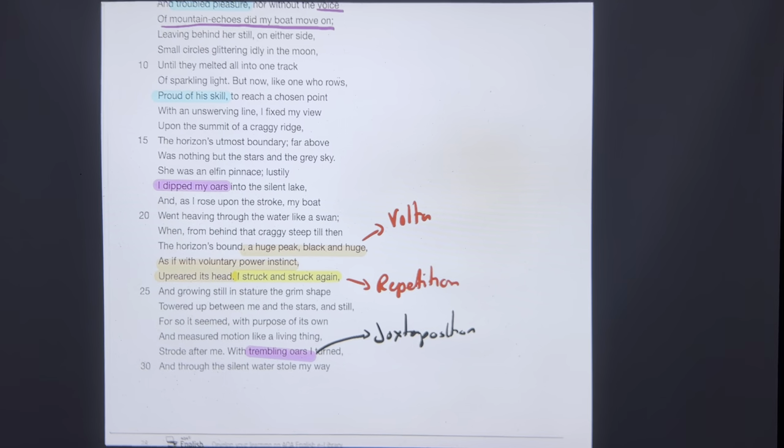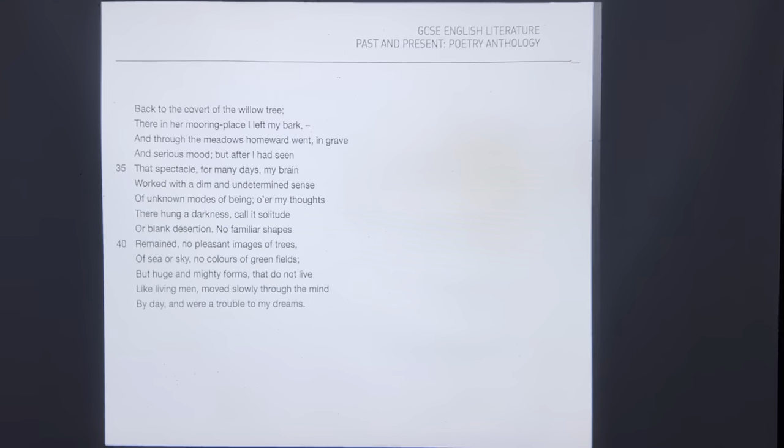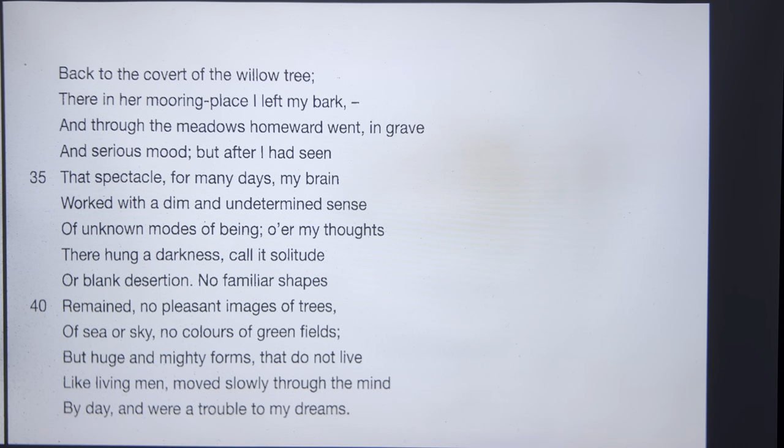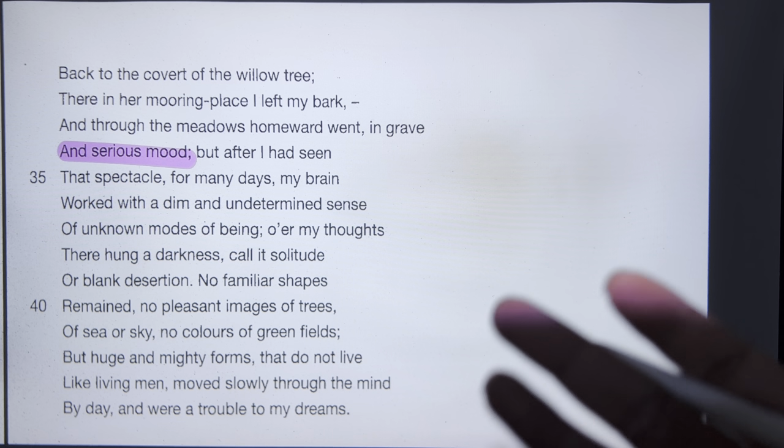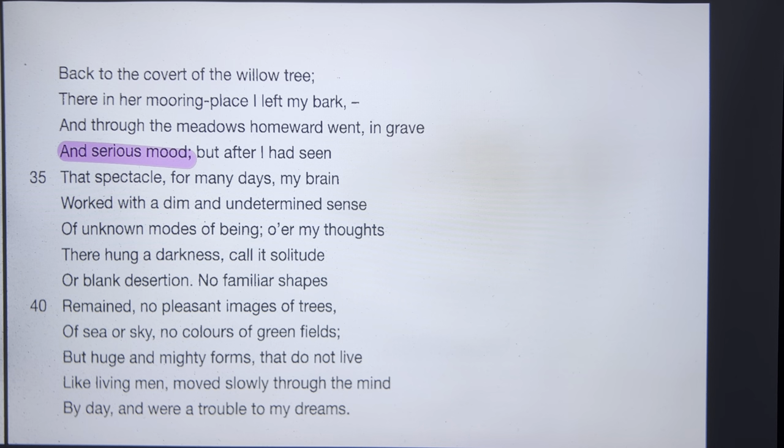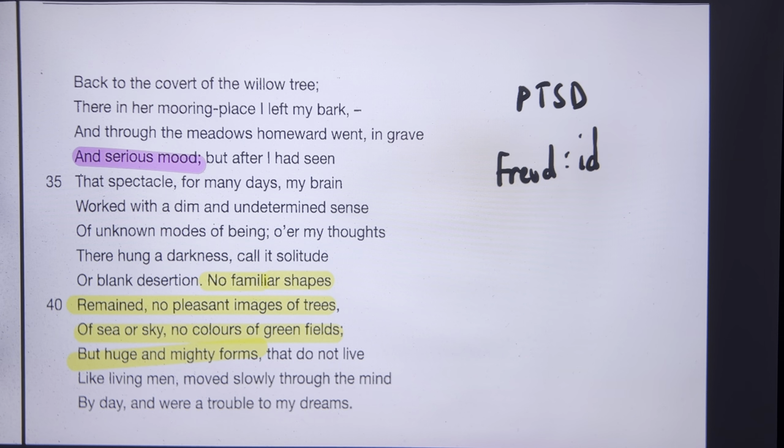And what is he doing, guys? He is now trying to go home. So he's trying to run home, back to the cover of the willow tree. And then if you want to go there again, now he is in a serious mood. He can't get over what he has seen. And the only quote, guys, that I want you to use from these parts is essentially the idea of PTSD. "Nothing remained, no pleasant images of trees, of sea or sky, no colours of green fields, but huge and mighty forms." This here, guys, can link to our context of PTSD, and it can link to the danger of following your desire. I'll go over that in a second.